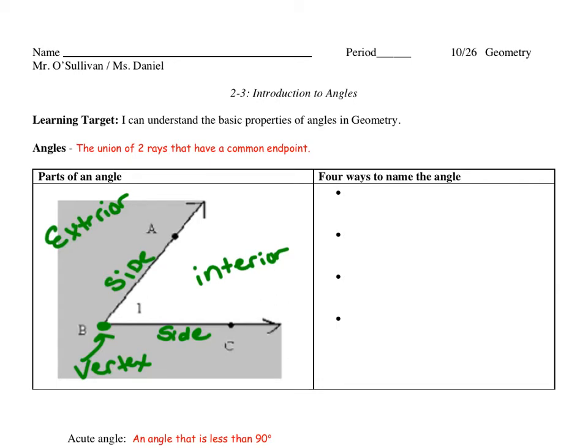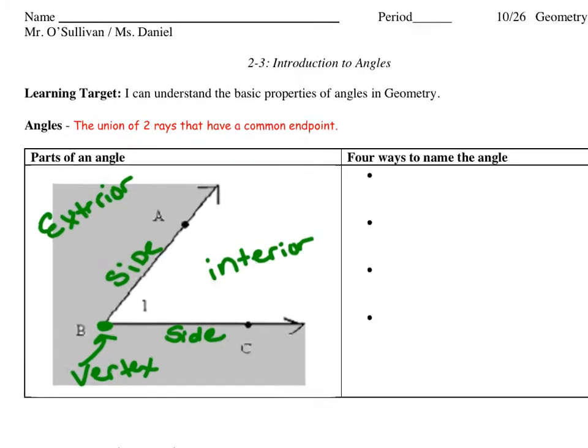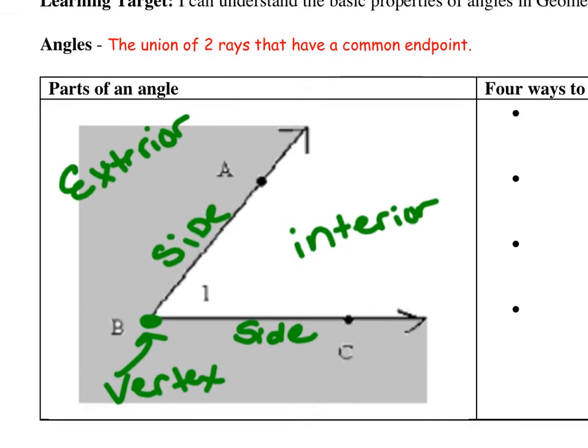So, the definition of an angle is the union of two rays that have a common endpoint. We know that rays go on forever and ever in one direction, and they're going to have an opening when they connect with each other. Right here in our visual, these are the parts of an angle. We say anything on the outside of our angle is its exterior. We say anything on the inside is its interior. So the exterior and the interior.